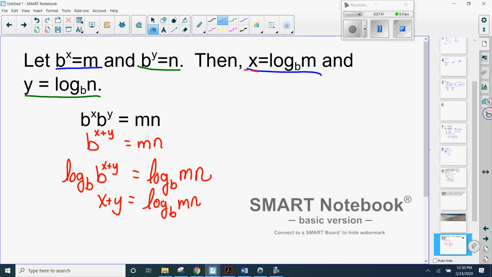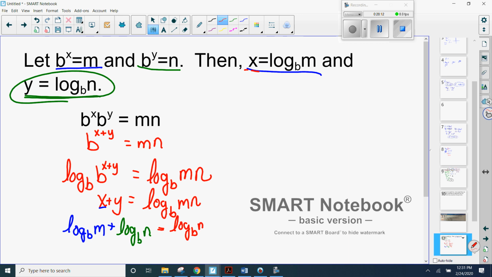X is the same thing as log base b of m. I'm going to add to that y. What is y the same thing as? Log base b of n. And that is equal to log base b of m n. And there's your proof. That's why it's true.